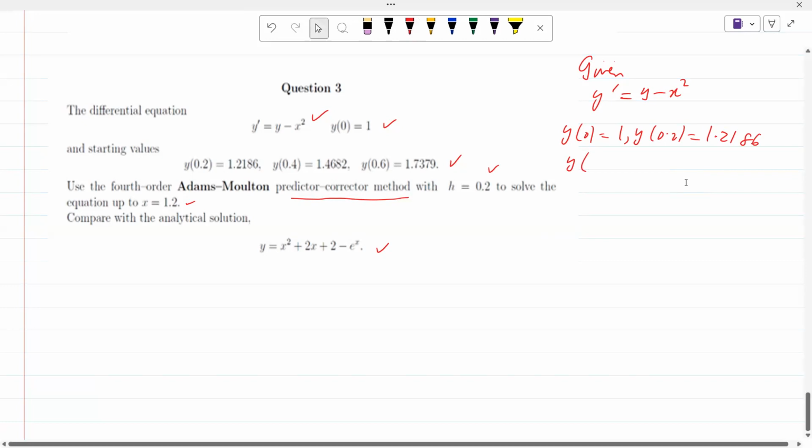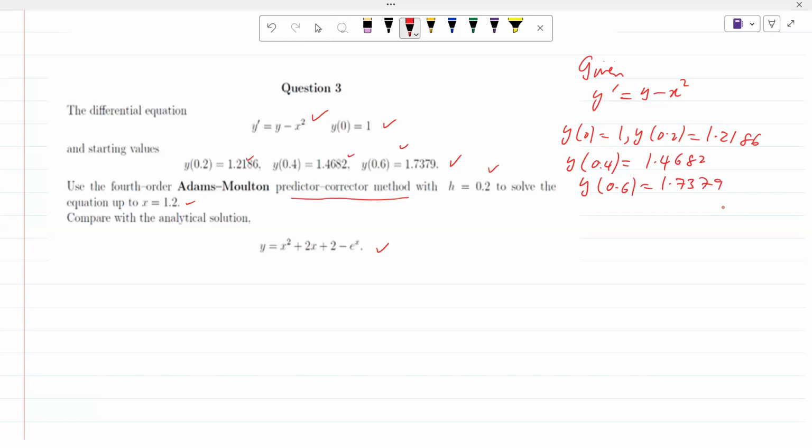You've been given that y of 0.4 is 1.4682. Y of 0.6 is 1.73. So done. Okay, these are just the given initial values. This one, that one, and that one. Right, so what is the analytical solution of this? We need to compare with the analytical solution.